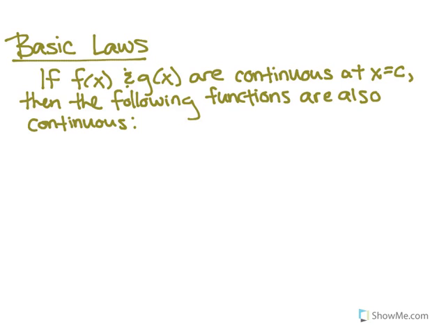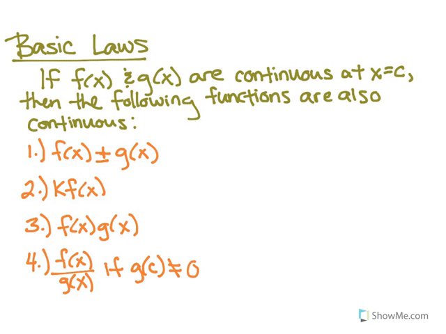So next we have some basic limit laws. Basic laws of continuity. So if we have two functions that are individually continuous at a particular point, x equals c, then the following functions are also going to be continuous. So the first thing is that if we have a sum or a difference of those two functions, they'll also be continuous. If we have a scalar in front of one of our functions, so 2 times f of x, 5 times f of x, then that will also be continuous as well.